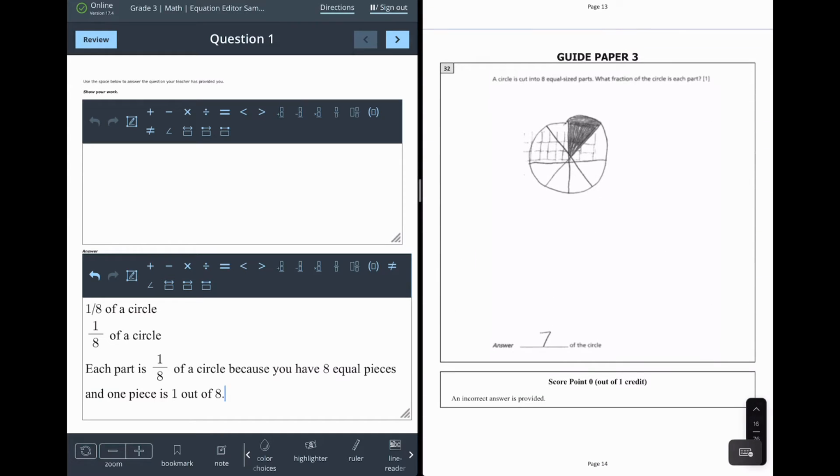Now, this kid didn't get any credit. He did draw his circle, and he does have 1 out of 8, but he put the number 7, that this one piece, he just counted these 1, 2, 3, 4, 5, 6, 7. So unfortunately, he doesn't get any point because he doesn't understand yet what 1 fraction piece is out of 8 equal pieces. So hit pause and practice jotting this one down in your equation editor.